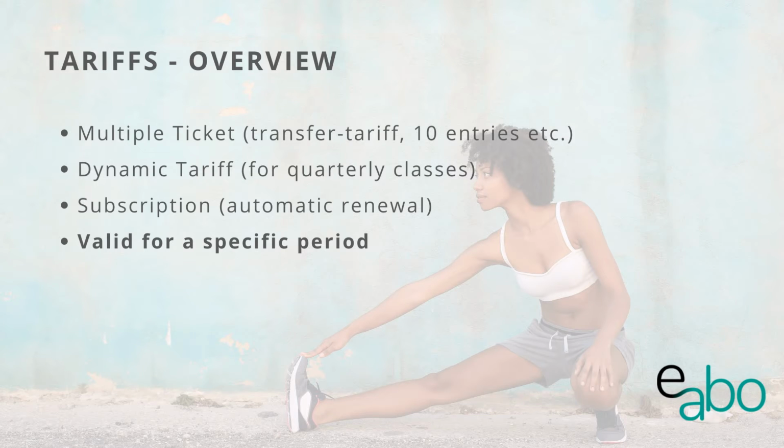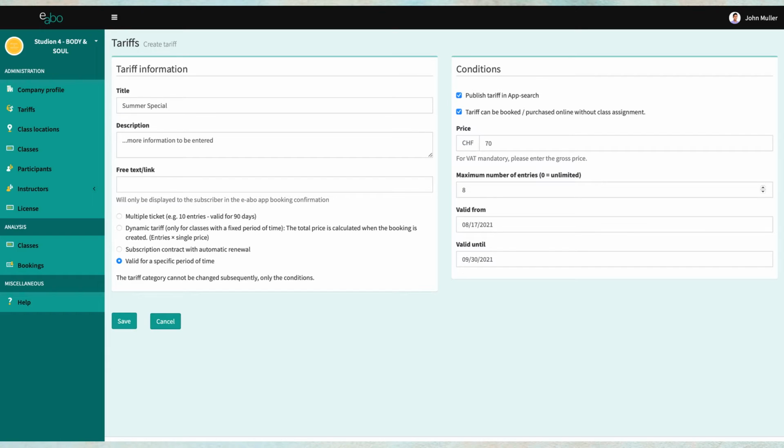The tariff, valid for a specific period. This tariff is only valid for a specific period. For example, you can create special offers, or even quarterly tariffs. You enter the following information in the tariff entry screen.